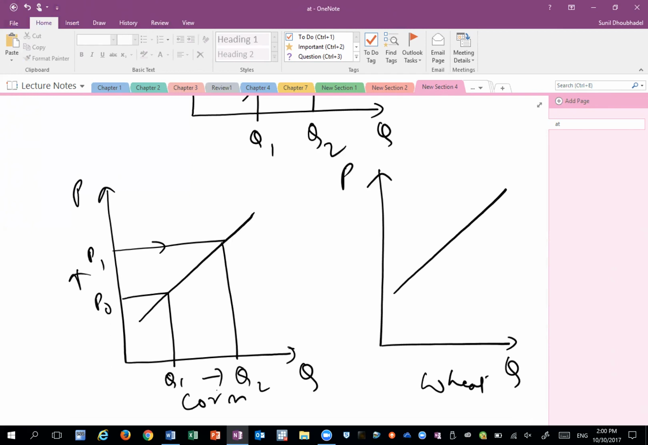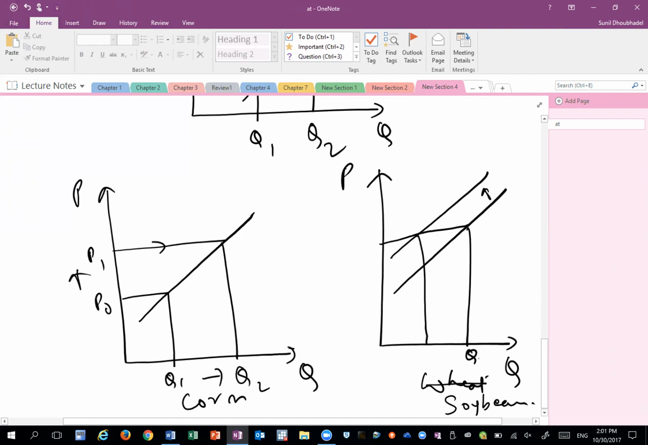Yes, right? In this case, a better example would be corn and soybean rather than wheat. So they will decrease the supply of wheat from Q1 to Q2 for the same price.